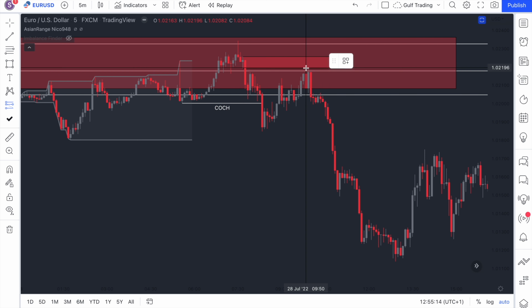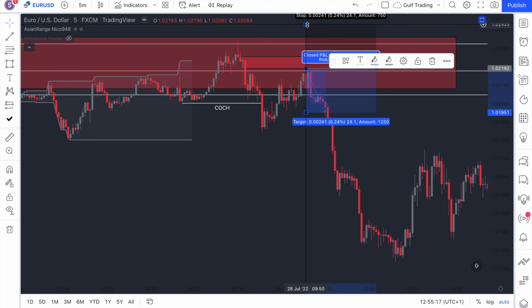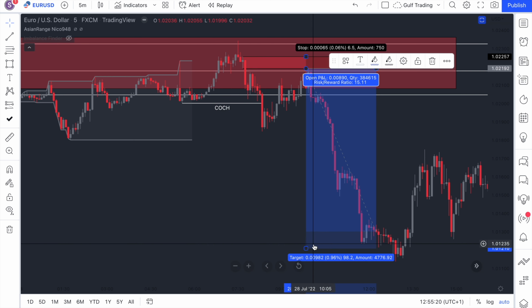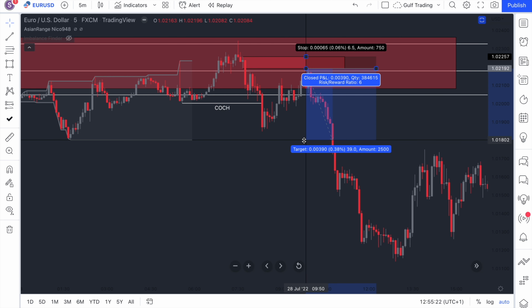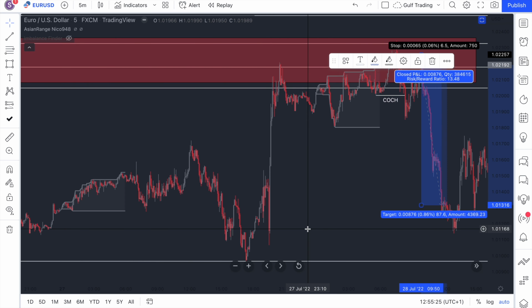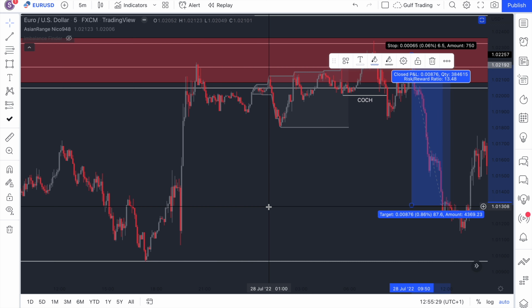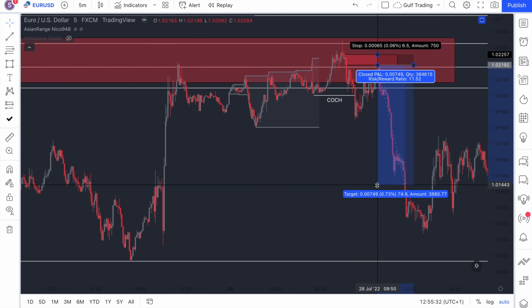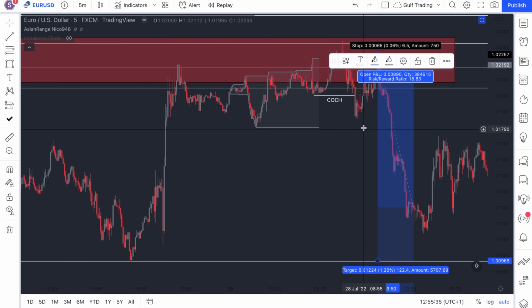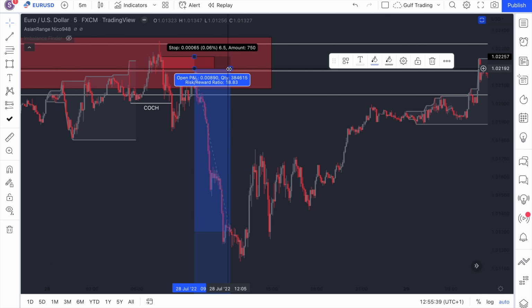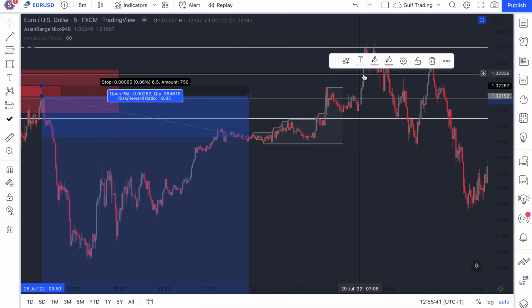Then you can get your entry on this pullback here to the supply zone, and then target. First target could be the Asian low, 6%. And the second target is quite a big demand zone. You can either target the top, you control your stop. Targeting these lows, you probably get stopped out at break even, take a bit of a position off at the Asian lows, and then you get break even up here.